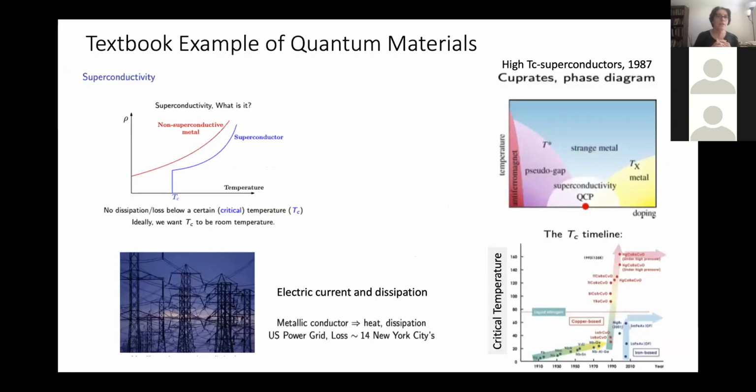Okay, so now let me give you a textbook example of quantum materials. I think one of the canonical examples of quantum materials, it's probably fair to say, is superconductors.